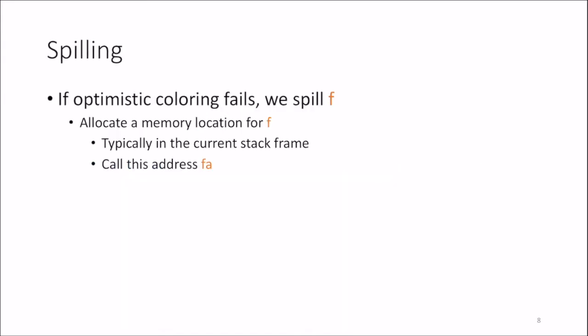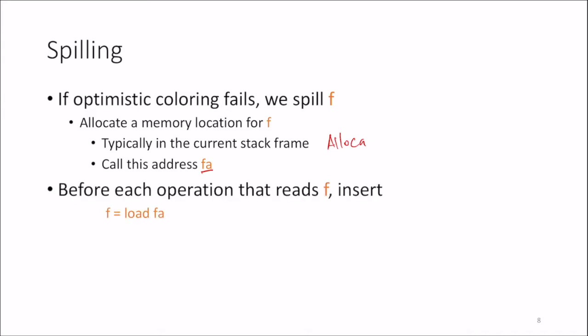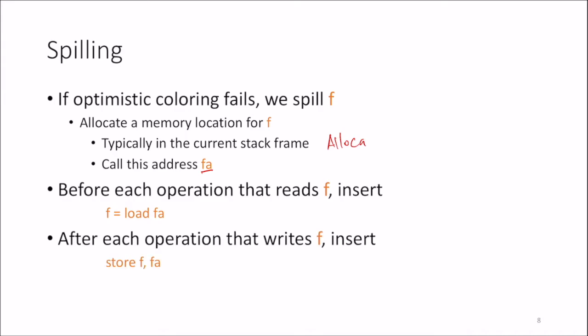So what we do with F is we allocate a memory location for F. It's typically in the stack frame. Like I said, in LLVM, we would use alloca in order to assign a memory location in the stack. And in the subsequent example, we're going to call the address of F as FA. Before each operation that reads F, you have to insert a load. So it loads the value from the address FA and assigns it to the location F. And then after each operation that writes F, you insert a store. So you insert a store of the F back into this memory location FA.